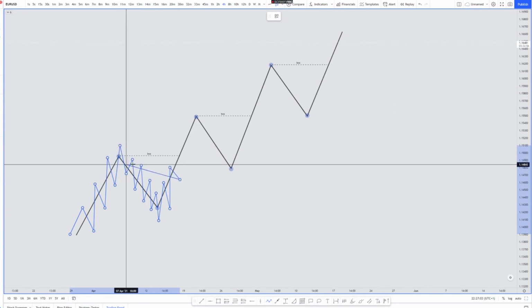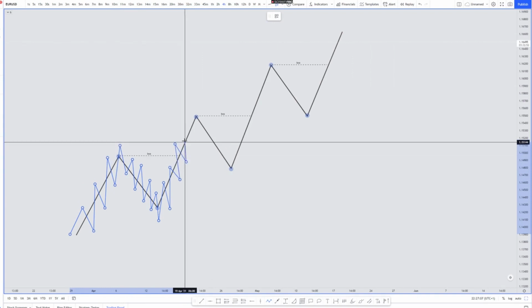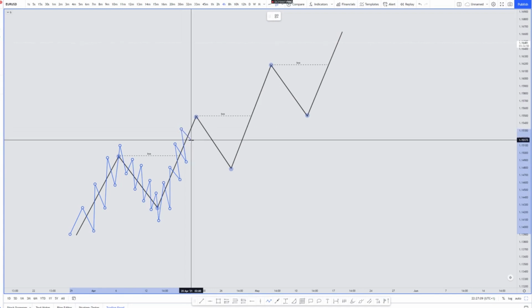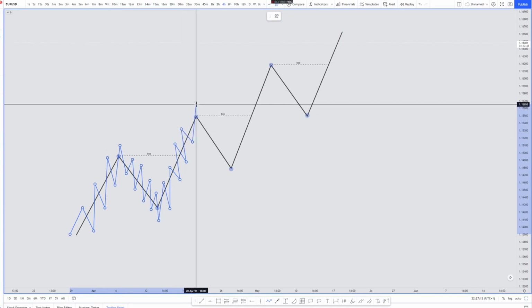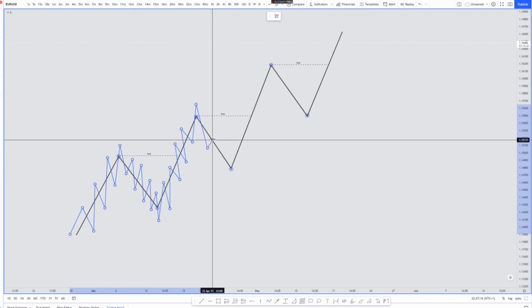Now as this high gets taken, you'll definitely want to take some profits because we never know how high it's going before the retracement. But at some point, the 15 trend is going to end and it's going to pull back.